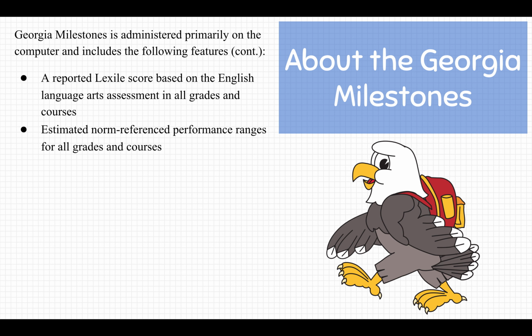And on the next slide, continued, a reported Lexile score will be taken with these assessments and communicated to you in all grades that take the ELA, which is 3rd through 5th. And then also the Georgia Milestones will provide an estimated norm referenced performance range. So not only will you know if your child mastered the standards in their grade level, but you will see how they compare in a norm referenced national rank, how that would translate.